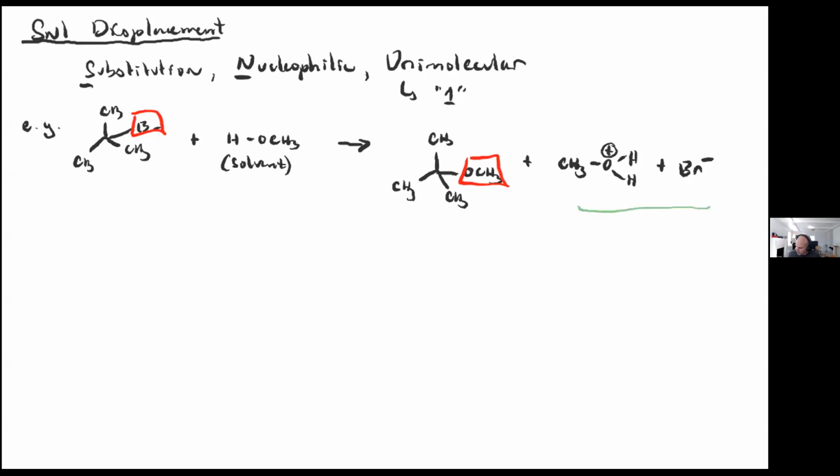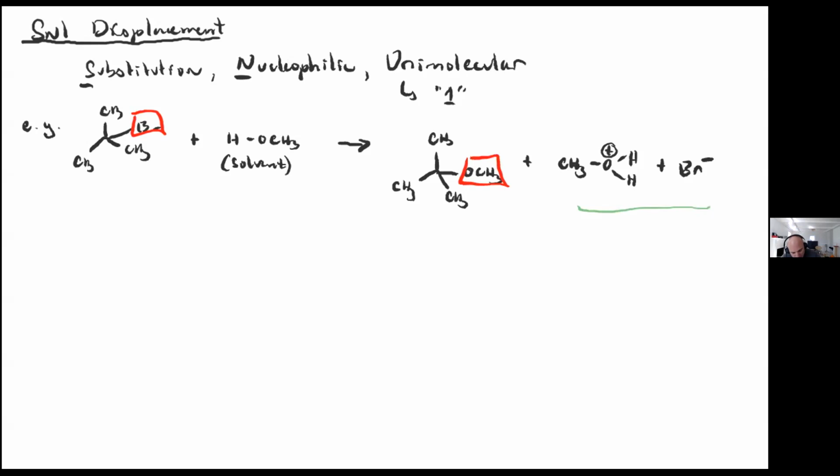Okay. And all right, so what is the mechanism? Experiment teaches us that it's a first order reaction. So it only depends on the concentration of the substrate. And so the mechanism can't involve the nucleophile in the rate determining step. Otherwise, you would see it appear in the rate expression.